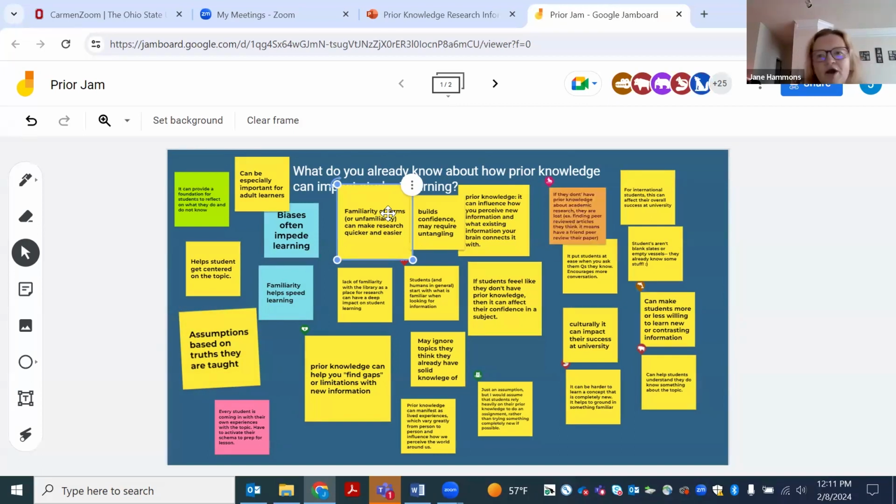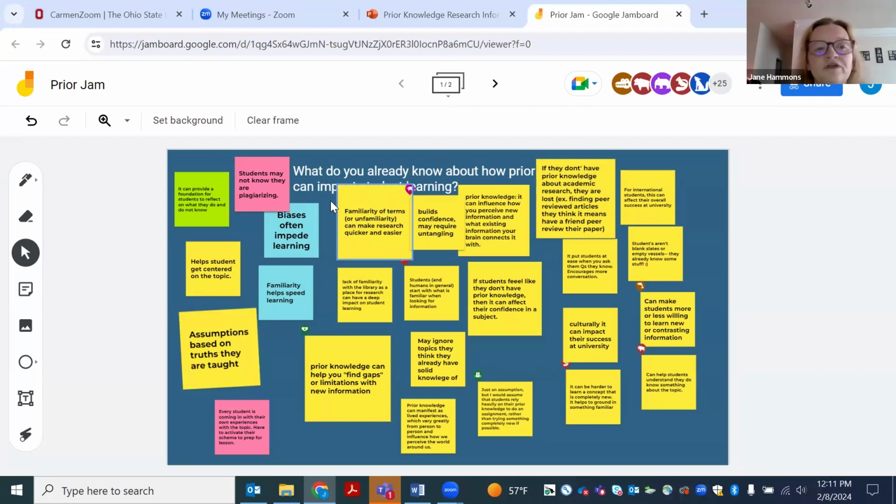Absolutely. So I think, as you guys are getting your responses here, it's coming through really clearly that prior knowledge can have a really significant impact on students' ability to learn, right? If they have prior knowledge that is relevant, that's valuable, that can make the learning process easier. But if they have potential biases or maybe experiences that they're missing that we expect them to have, then that can also have an impact on their ability to learn.